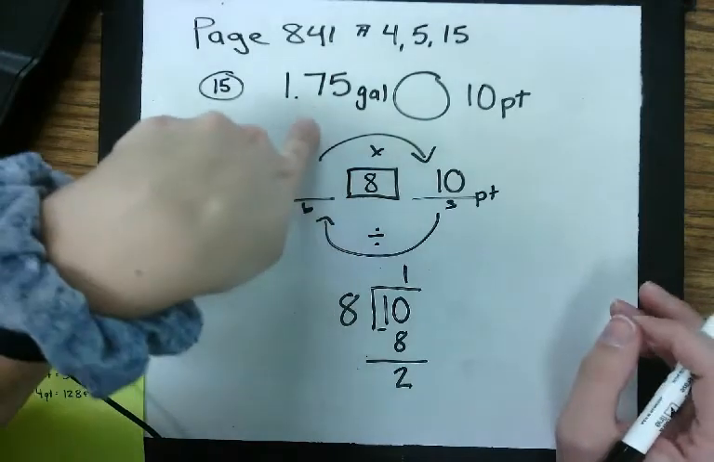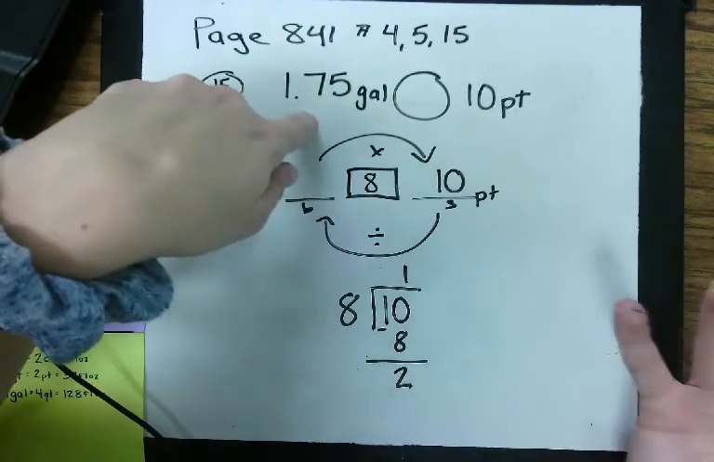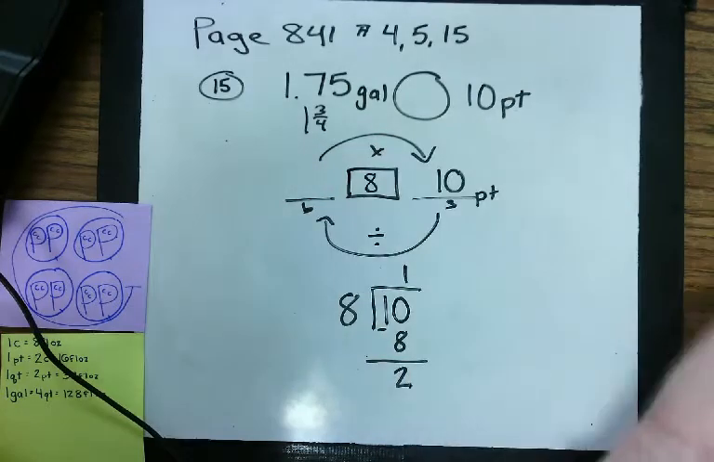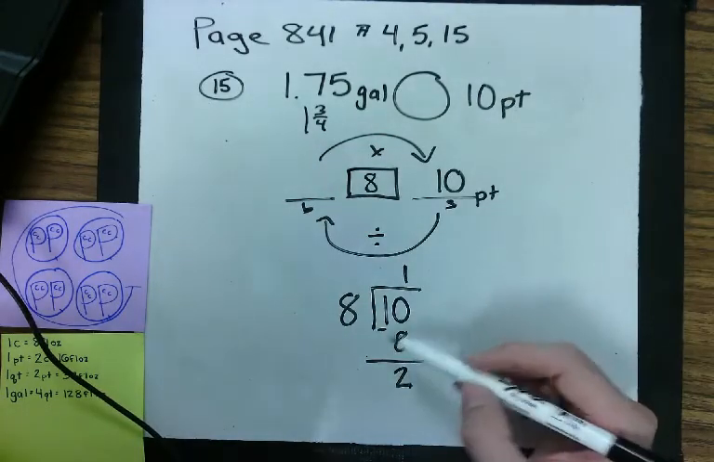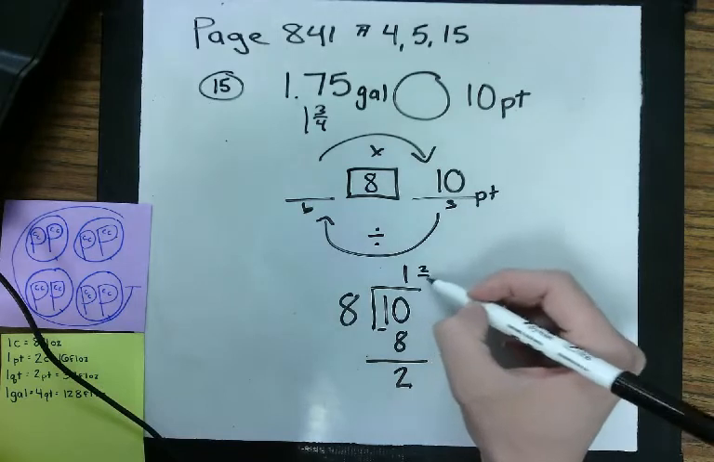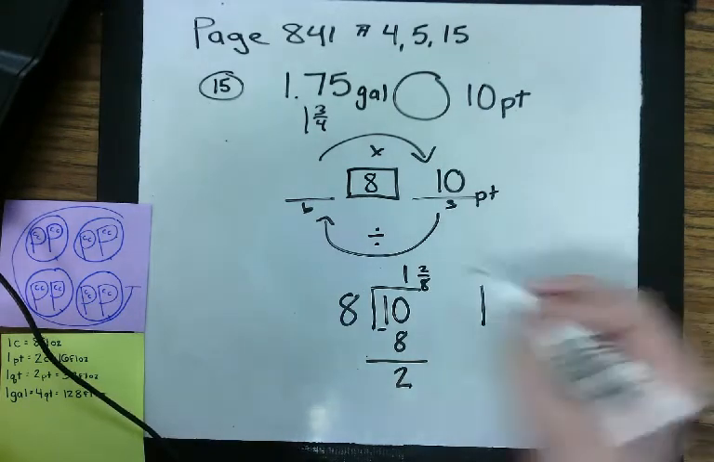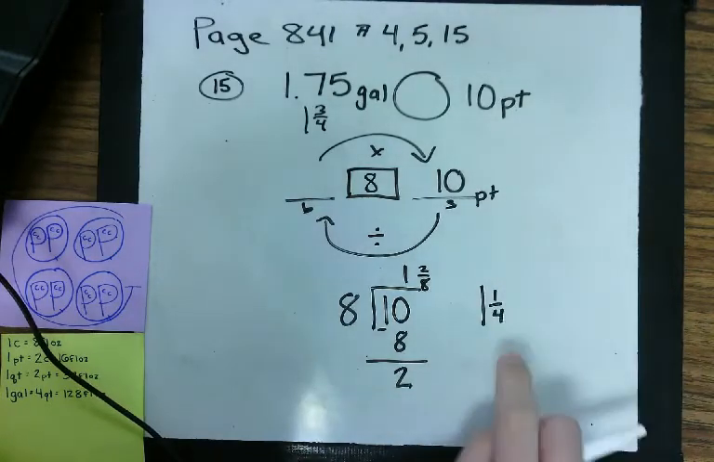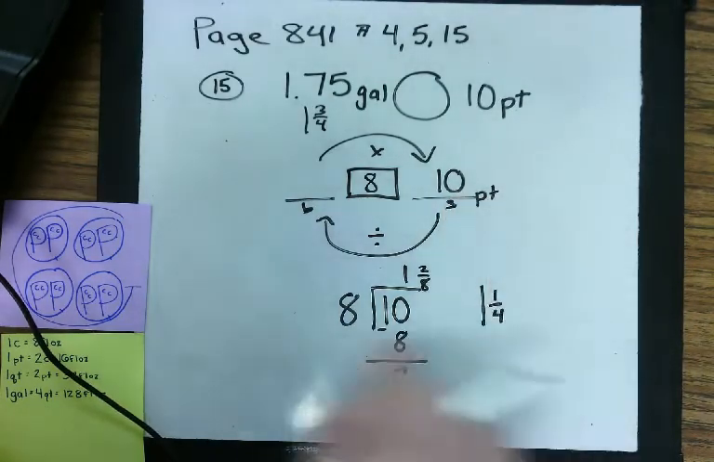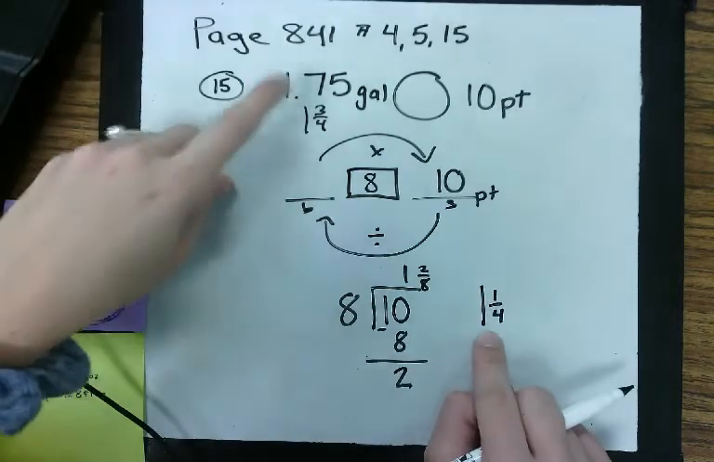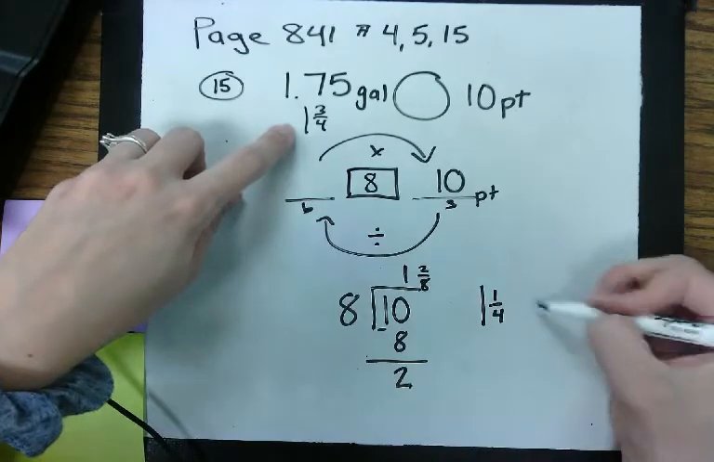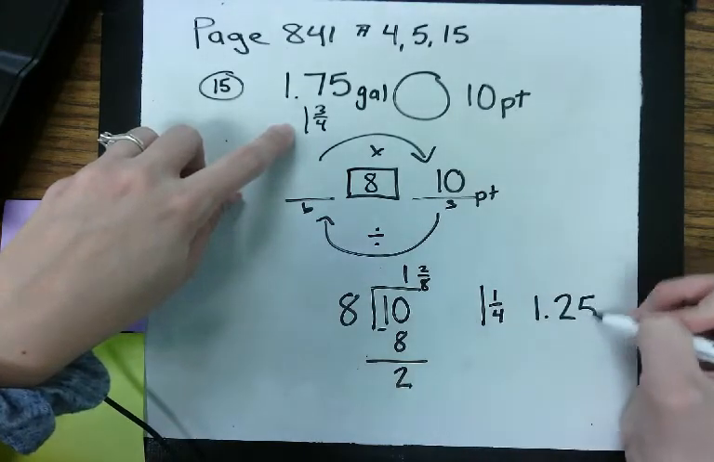Okay, here we've got a mixed number. It's written as a decimal, but again, it's just a mixed number. This would be 1 3/4. Here, this would be 1 2/8. We can simplify that. 2 and 8 can both be divided by 2, and it would give us 1/4. So 10 pints turns into 1 1/4 gallon, which is less than 1 3/4. This, as a decimal, would be 1.25.